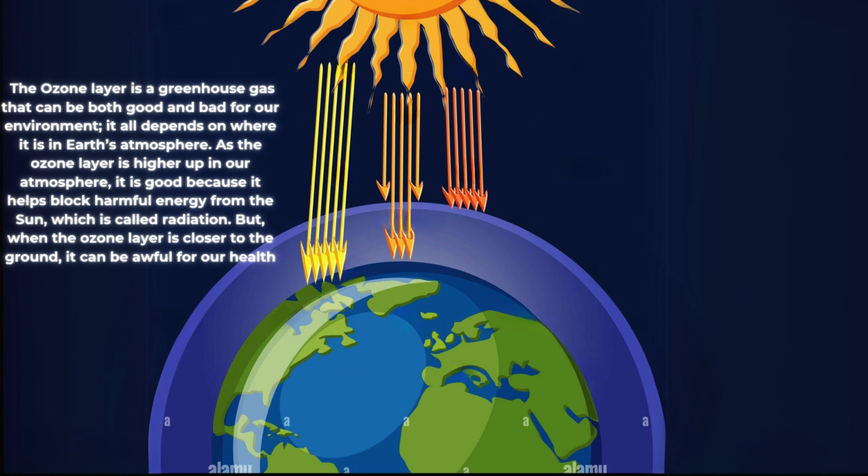The ozone layer is a greenhouse gas that can be both good and bad for our environment. It all depends on where it is in Earth's atmosphere. As the ozone layer is higher up in our atmosphere, it is good because it helps block harmful energy from the sun, which is called radiation. But when the ozone layer is closer to the ground, it can be awful for our health.